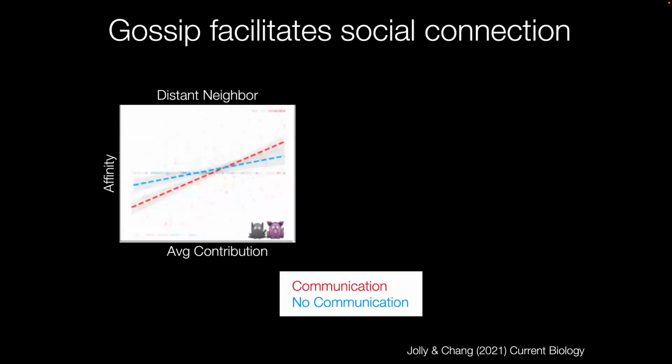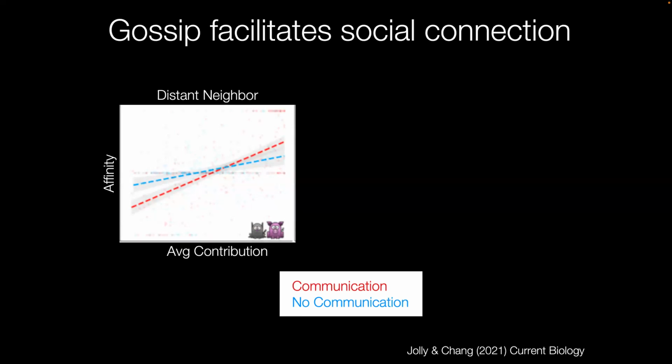Okay, and then the last thing is, does it facilitate social connection? So this is basically predicting how much you want to play, or how much you liked the partner you're communicating with, based on how much your partner gave. So you always want to play with people the more money they give. That's in general. But this is of the people you can't observe, the distant neighbor.